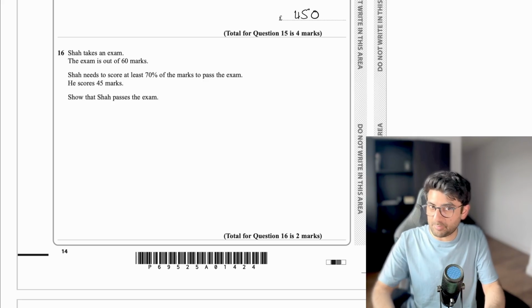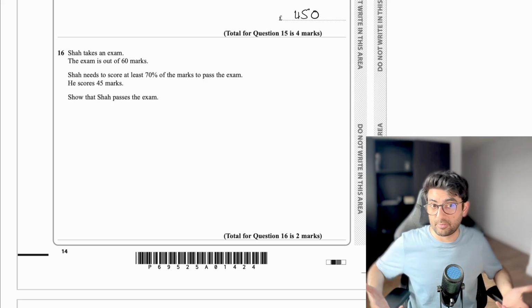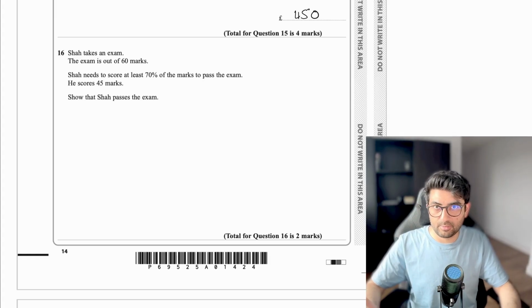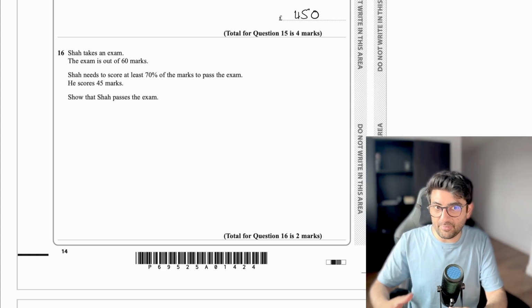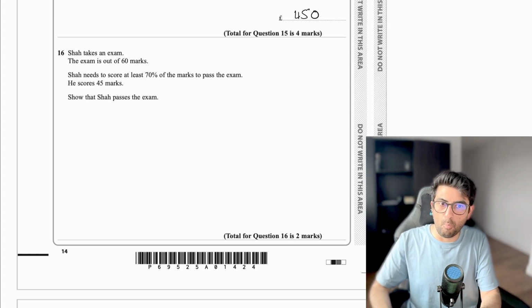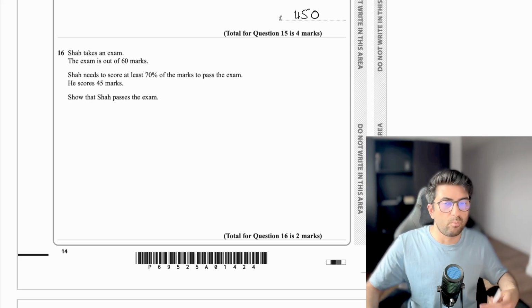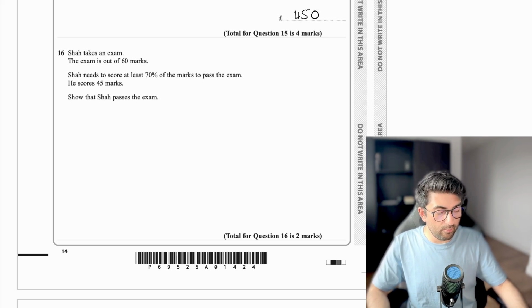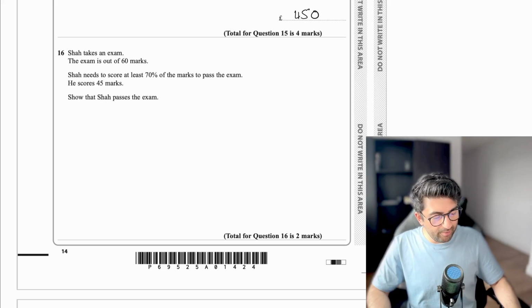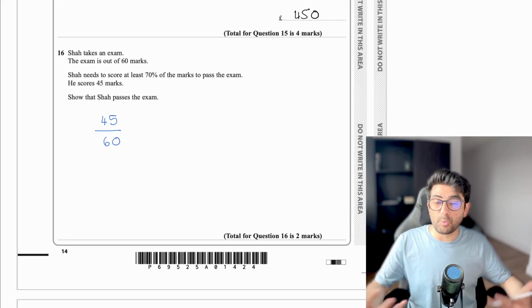So it's telling us that he's passed, but we need to prove it. We need to show them that he's passed. So he needs 70% to pass. So it's got to be more than 70% that he's scored. If we get a number less than 70%, we know we've got it wrong. Let's take a look though. So he scored 45 marks out of 60 marks. And we need to try and turn that into a percentage.